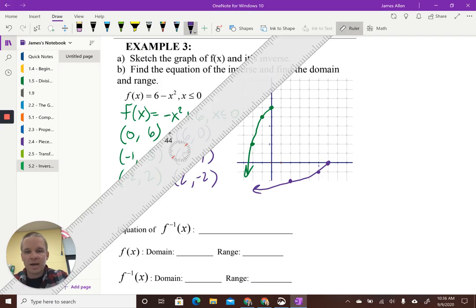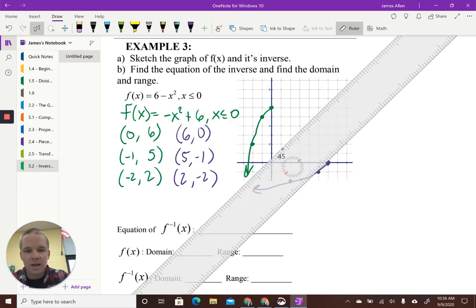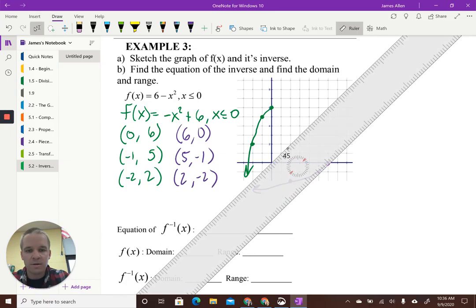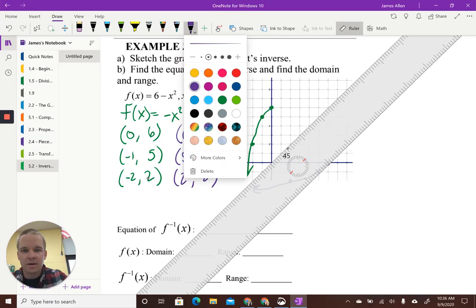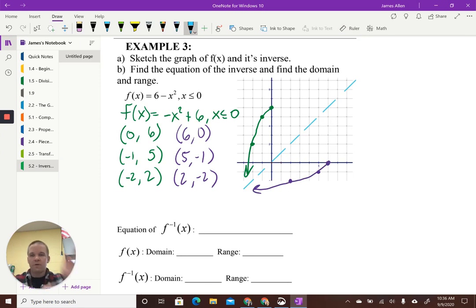And I can see with my ruler here, I'm going to try and get 45. Come on. Yeah, all right. If I were to dash in a lovely little line here, I can see that those reflect over that diagonal line there, that y equals x line. So, boom, we've graphed it, right? Now we need to find the equation.